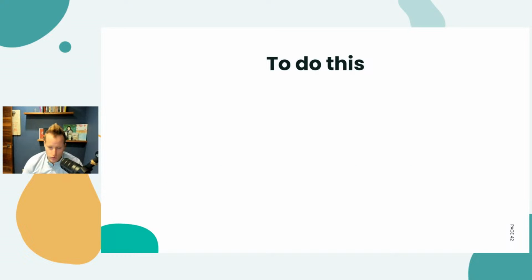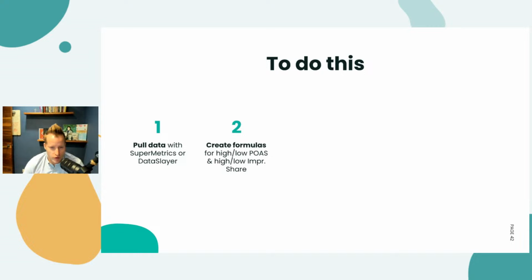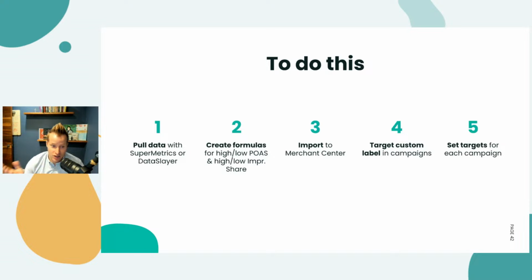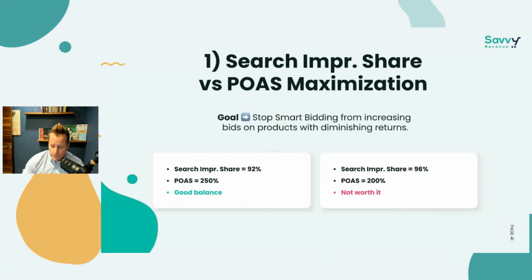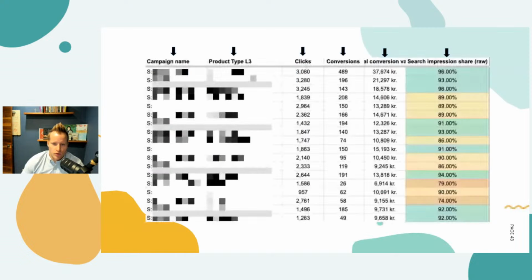The way we do this is that we pull data with Supermetrics or Data Slayer. We'll create formulas for high and low POAS, high and low impression share. I'll show you this in a minute. We'll import it to Merchant Center, target campaign custom labels in campaigns, and then we'll set an individual target for each campaign. So we'll create one campaign for low impression share, and we'll create another one for high impression share and high POAS.